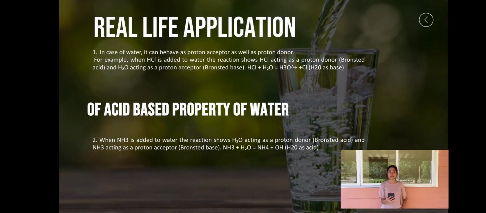The first example of a real-life application of the acid-base property of water is the theory that an acid is a substance that can release a proton, and a base is a substance that can accept a proton. It also emphasizes the hydrochloric acid in your stomach. The acid will completely ionize in the water, and there is a formation of hydronium ions and chloride ions.